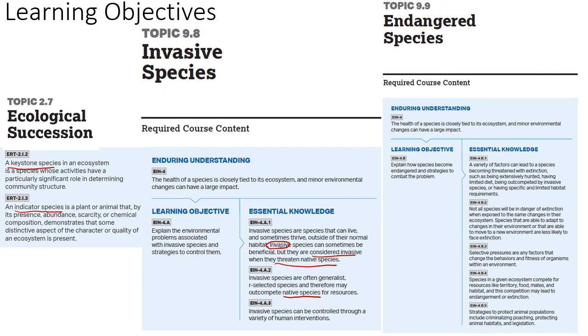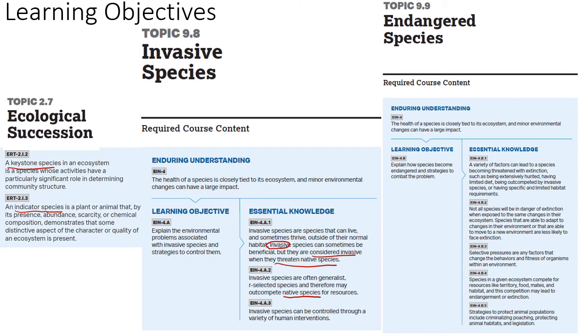And then moving on to endangered species, a lot of this overlaps with when we talked about endangered species before, but a variety of factors can lead to species becoming threatened with extinction, so think about all those things of HIPCO. Not all species will be in danger of extinction when exposed to the same changes in their ecosystem. Again, ecosystems are dynamic and the processes that go into ecosystems are dynamic, and species respond to those differently because all species are different. Species that are able to adapt to changes in their environment or that are able to move to a new environment are less likely to face extinction. Again, it's the specialists that will most likely face extinction.